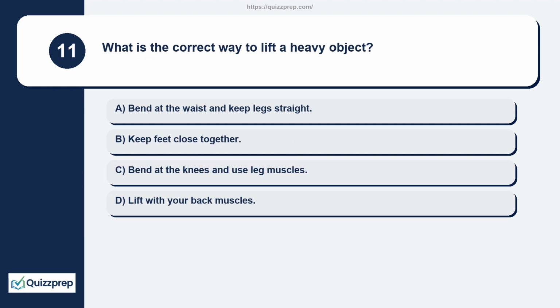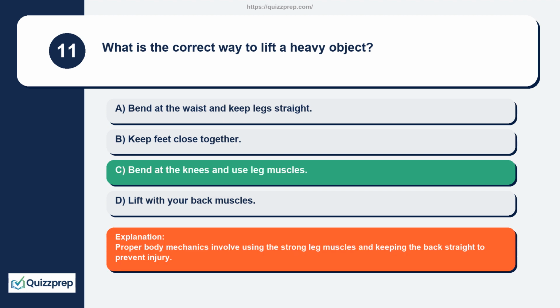Question 11. What is the correct way to lift a heavy object? Bend at the waist and keep legs straight. Keep feet close together. Bend at the knees and use leg muscles. Lift with your back muscles. Proper body mechanics involve using the strong leg muscles and keeping the back straight to prevent injury.